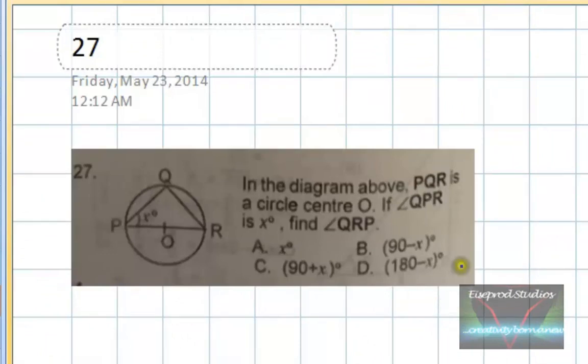Question 27 gives us this diagram and tells us that the center is O, and it wants us to find angle QRP. And so this is x, and actually x is 90 degrees, and that's because it's an angle inside of a semicircle. And so to find the other angle, you might be tempted to just say, well, it's also 90. But the correct answer would be B. You would have to do 90 minus x to get your answer.